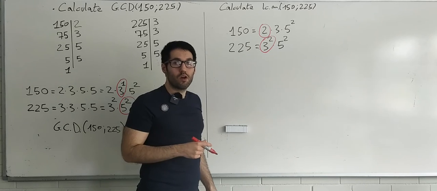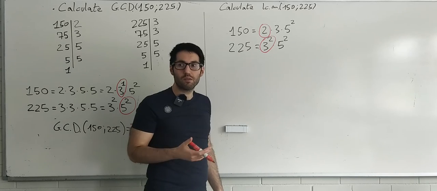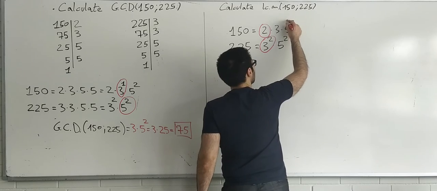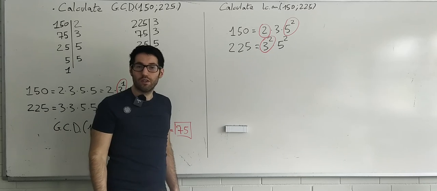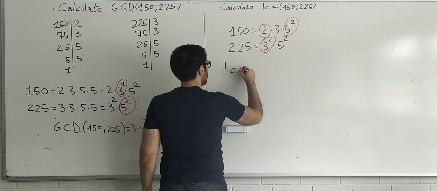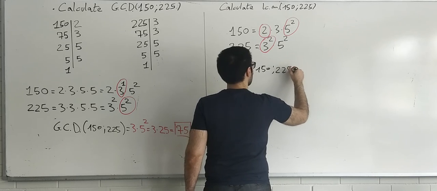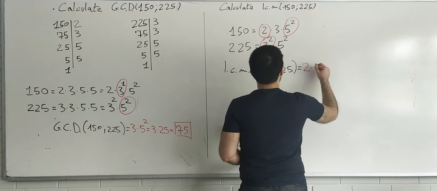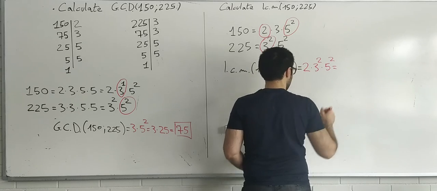5 to the power of 2 is a common factor. They both have it. They both have the same exponent. Therefore, it doesn't matter from which factorization we take it. You can choose any. I'll take it from here. And we have selected the ingredients to calculate the lowest common multiple. So let's do that. The lowest common multiple of 150 and 225 is equal to 2 times 3 to the power of 2 times 5 to the power of 2.